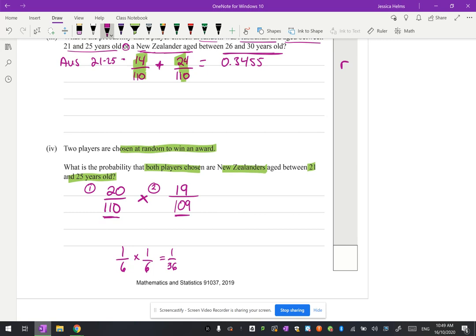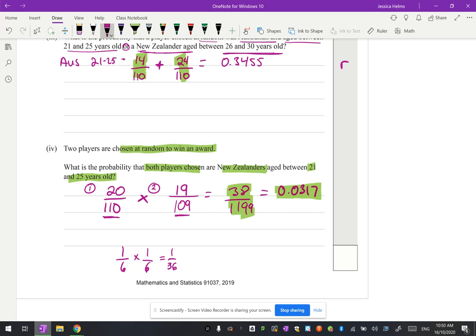Okay, so 20 out of 110 times 19 out of 109 is going to give us, as a fraction, 38 out of 1199, or we can turn that into 0.0317. Remember that for probabilities, you can either leave them like this, which is fine, or if you're going to turn them into a decimal, make sure you put 3 decimals to make it more accurate.